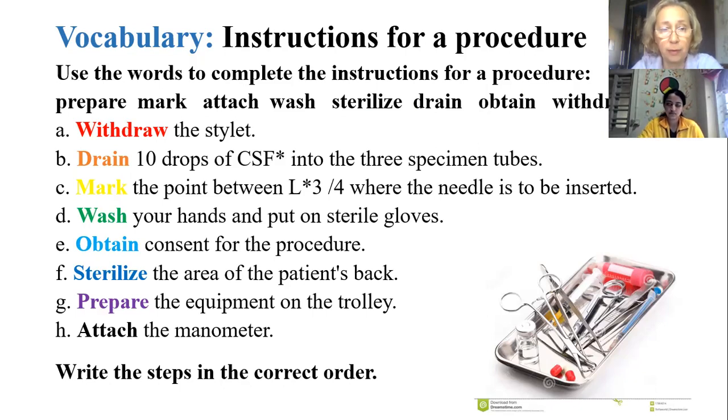what do we do after we have obtained consent? Prepare the equipment on the trolley. Yes, this goes next. After we have prepared the equipment, what do we do? We should attach the manometer. Okay, or wash your hands and put on sterilized gloves. Attach the manometer and then wash your hands. So we washed our hands. So which step comes next?